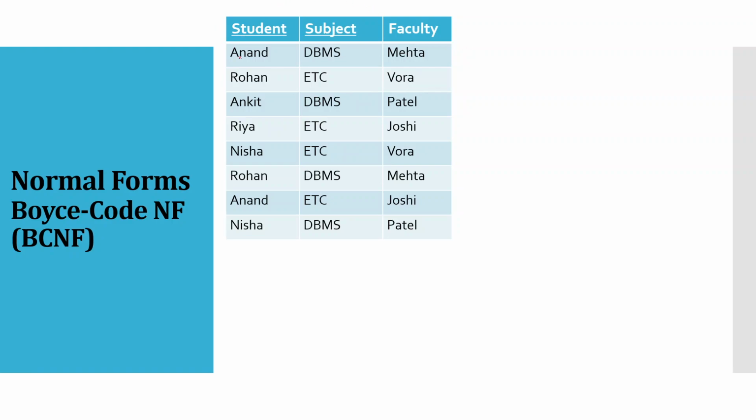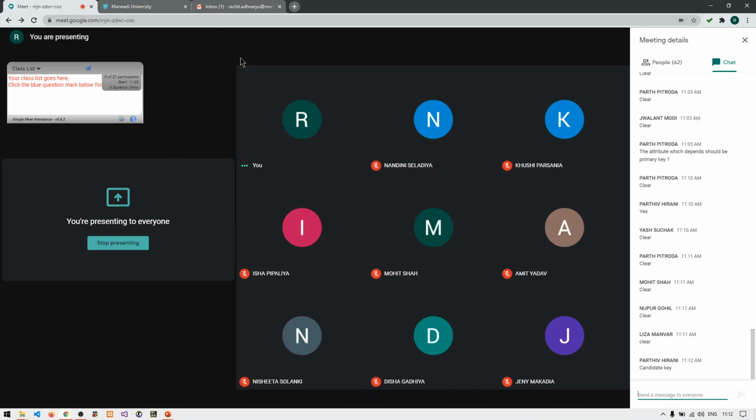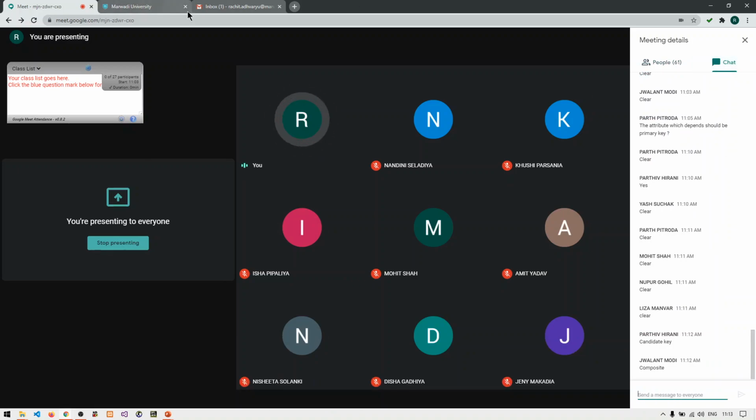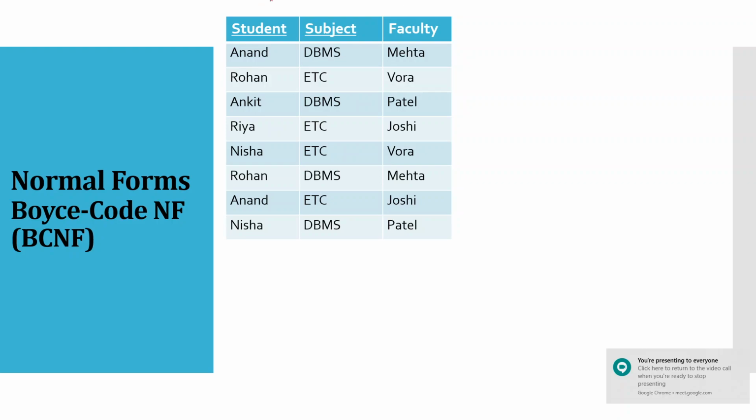Students, one simple question I have: if we have more than one primary key in a table, what do we call it? I said this during our lab sessions of constraints. Very good. Composite primary key. Very good, Jwalant. So if you have more than one primary key in a table, you can say that the table has composite primary keys.